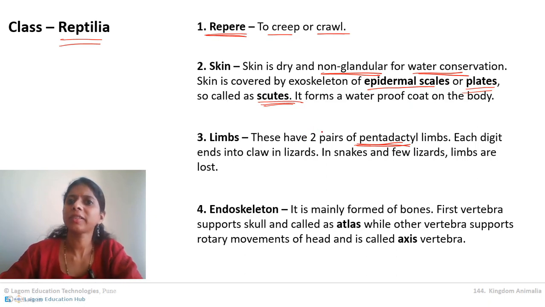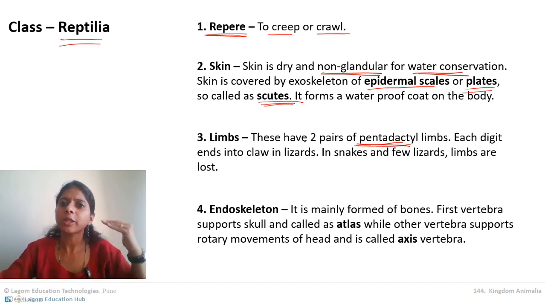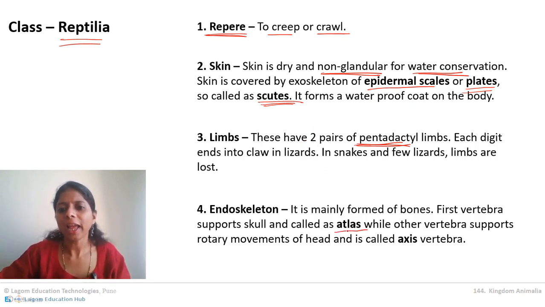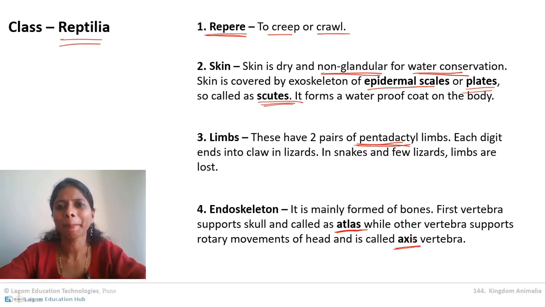The next one is about its skeleton. Endoskeleton, bony endoskeleton, that is for sure. Now vertebrate, and the notochord is replaced by vertebral column, that is there, and this vertebral column is a little bit advanced as compared to amphibians. If you remember amphibian's vertebral column, the first vertebra which supports the head is called atlas, correct? In amphibians also this first vertebra was there, but amphibians were not having the second vertebra, that is axis. Now what does axis do? Last time I told you, do you remember it?